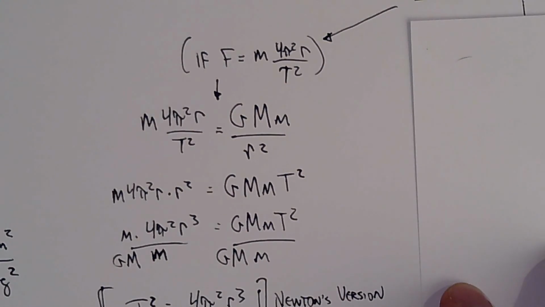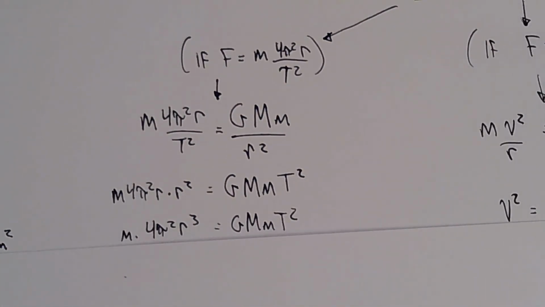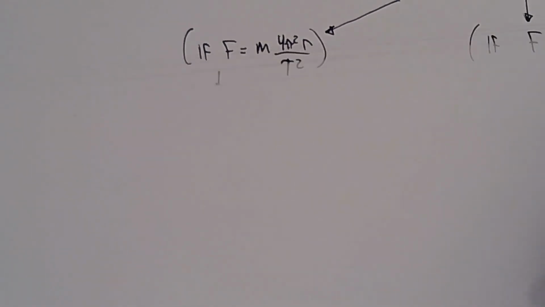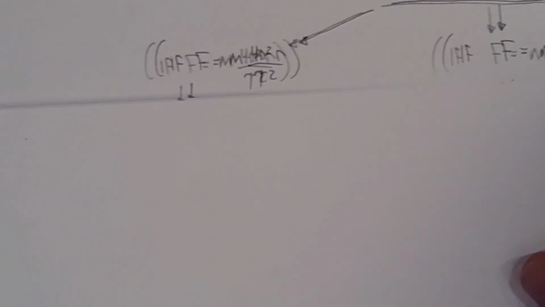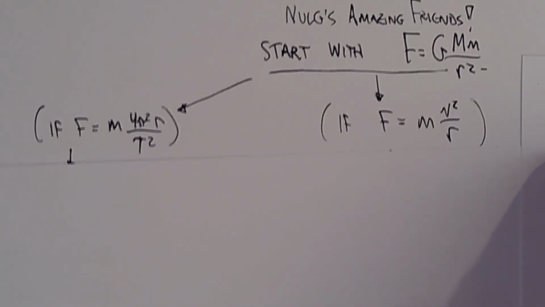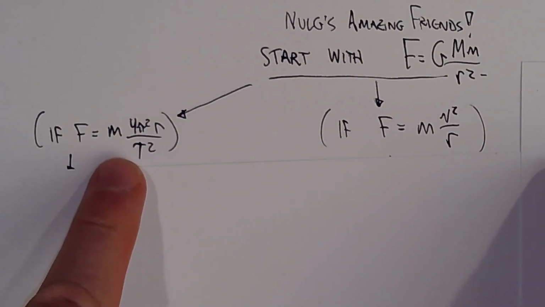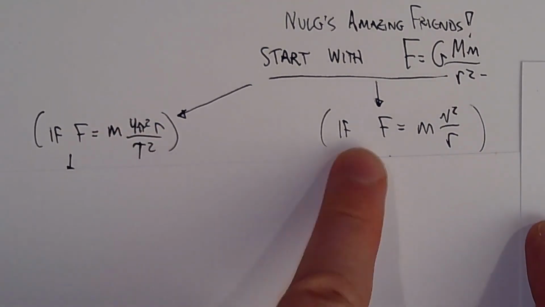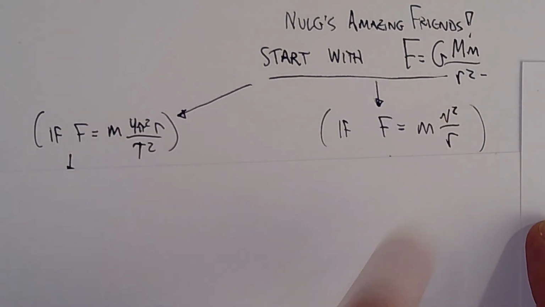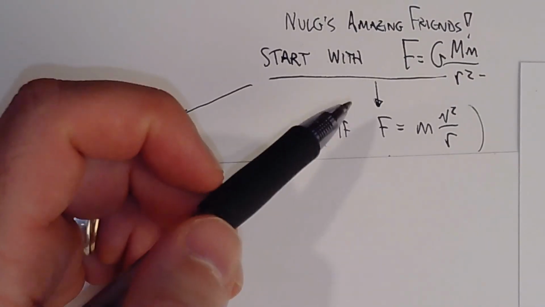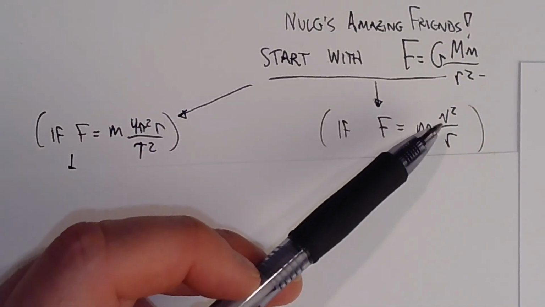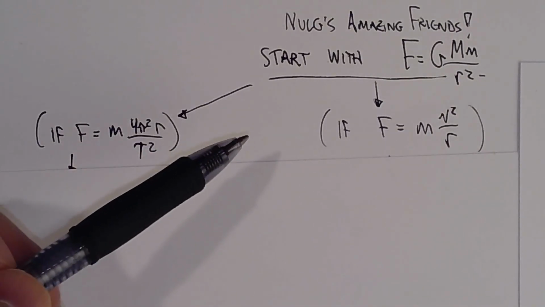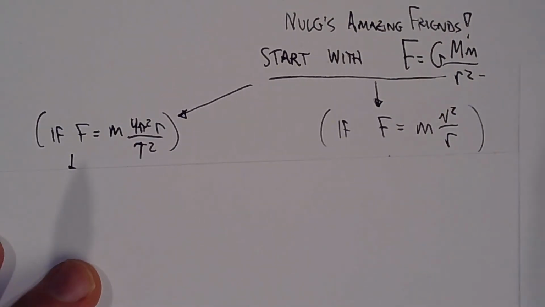Now that's not the only thing you can do. Let's instead imagine that we're going to plug in the other circular motion equation. So instead of centripetal acceleration, instead of plugging in m 4 pi squared r over t squared, how about we plug in m v squared over r? That is another variation of our centripetal force equation, where in this case now a is v squared over r. But let's follow it through, see what happens.